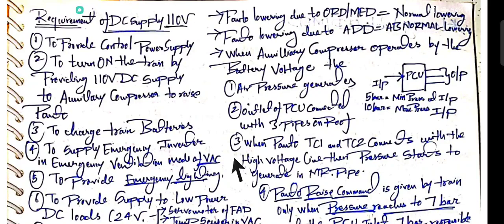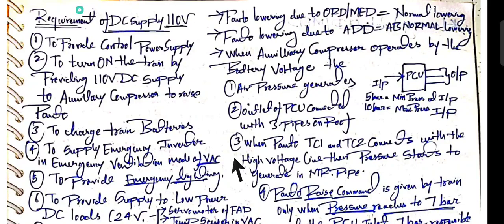Now auxiliary supply is not responsible for providing traction to our train. Auxiliary supply is for the auxiliary purposes. And if I talk about auxiliary supply which we have in our train, there are four types of auxiliary supply which have been used in our train. First is 110 volt DC supply, and what is the requirement of 110 volt DC supply? About that we are going to talk in this video.